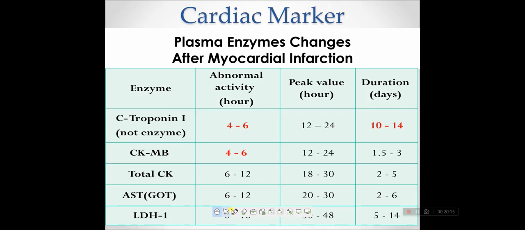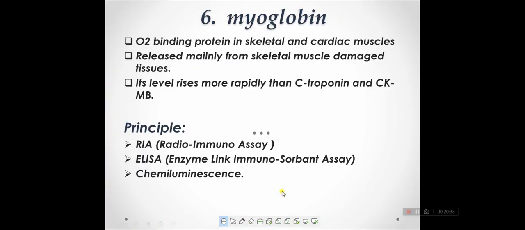AST is also detected at 6 to 12 hours, right? And the peak value is at 20 to 30 hours and it remains for 2 to 6 days. LDH1, the abnormal activity is diagnosed between 8 to 18 hours. The peak value is 30 to 48 hours and it remains in blood for 5 to 14 days.